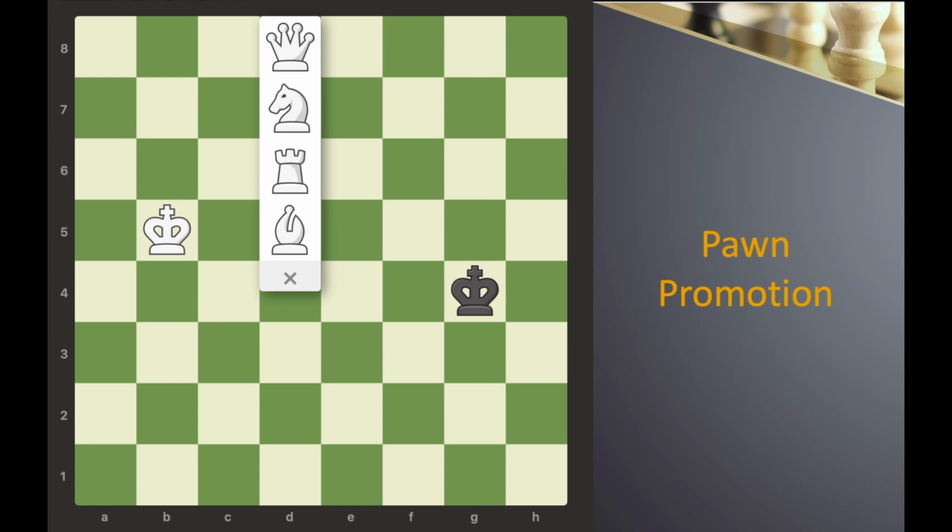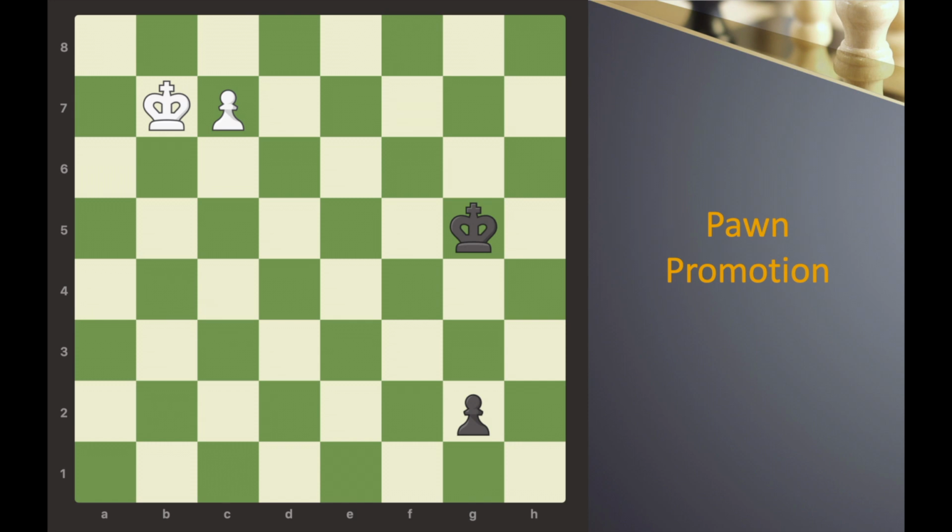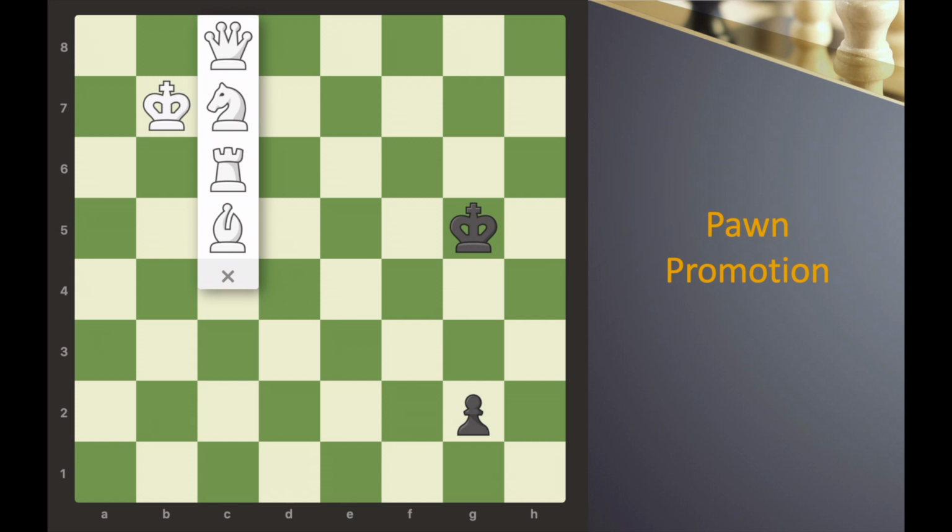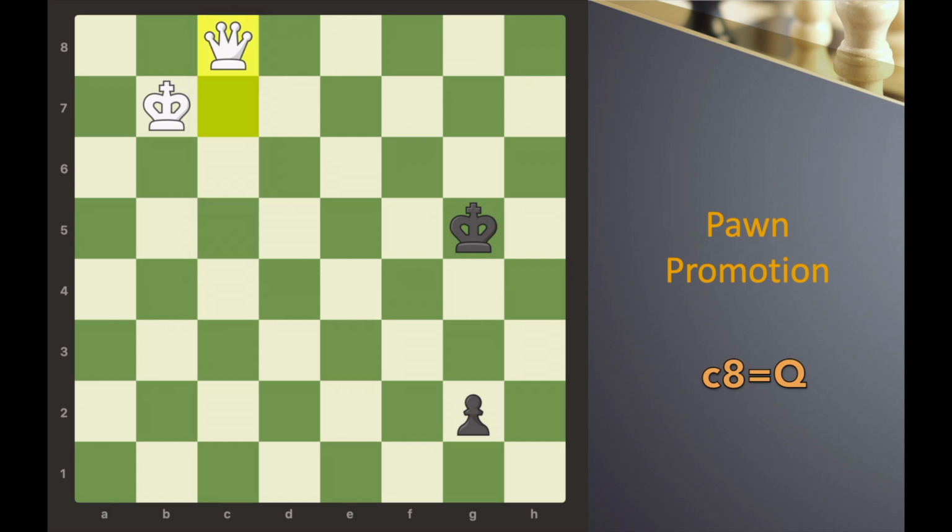Now let's see how to record the move for the pawn promotion. In this position, white moves the pawn to c8 and promotes the pawn to queen. We can write it as c8=Q. For the rook promotion, the notation would be c8=R, for the bishop, c8=B, and for the knight, c8=N.